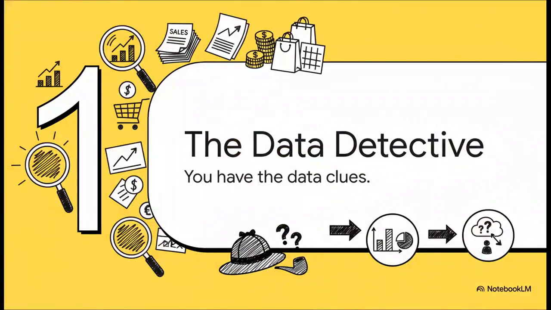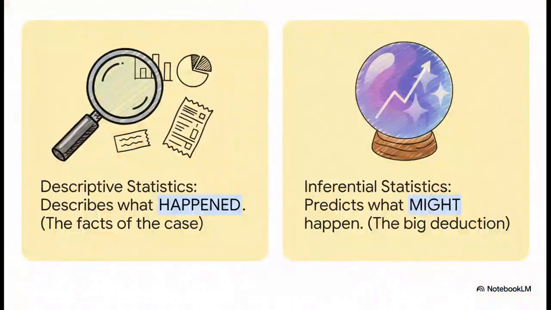To get to the bottom of it, you have to start thinking like a data detective. All that information you have, your sales numbers, what people are ordering, the prices, those are your clues. But just having a pile of clues isn't enough, right? You need a game plan, a way to make sense of them. And in statistics, every great detective has two main angles of attack. And here they are. Descriptive and inferential statistics.